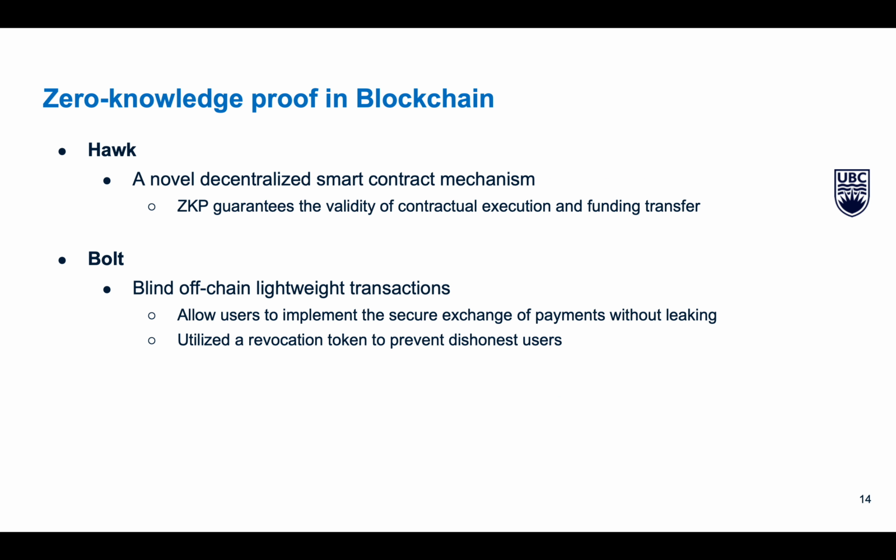Hawk is another important application. It is based on Zerocash. It's a novel decentralized smart contract mechanism. Hawk can offer both secure transactions and programmability in blockchain. And in Hawk, ZKP can be used to guarantee the validity of contractual execution and funding transfer.